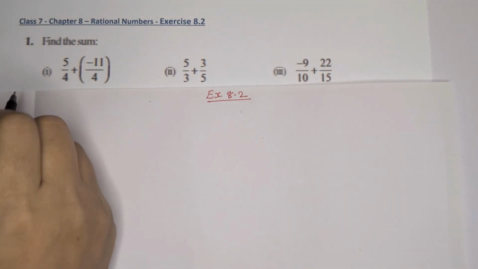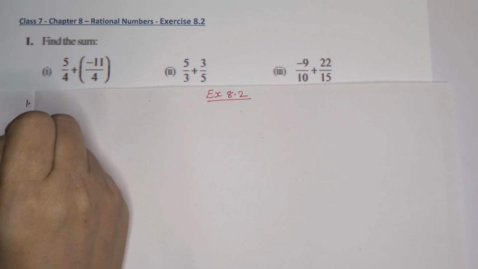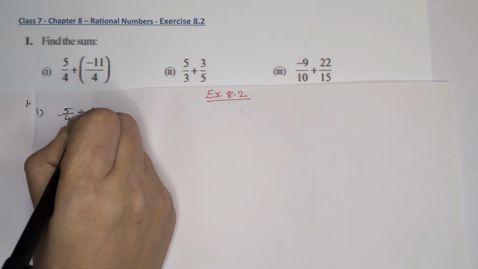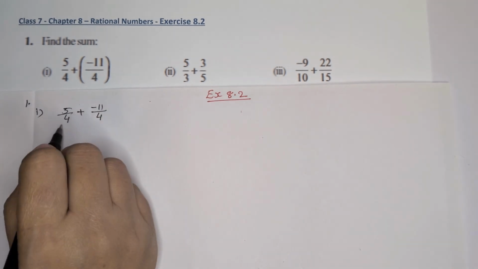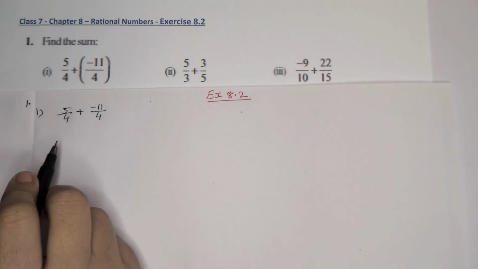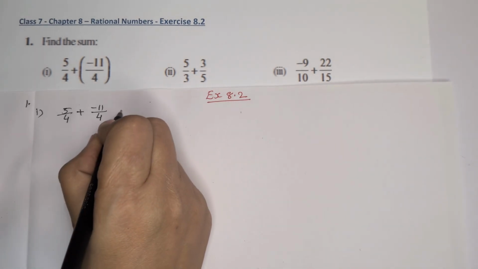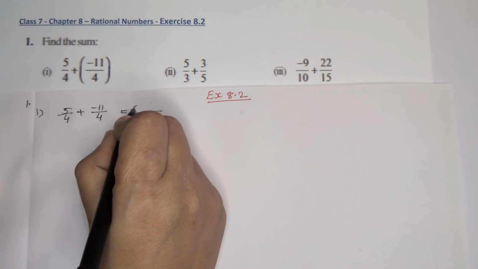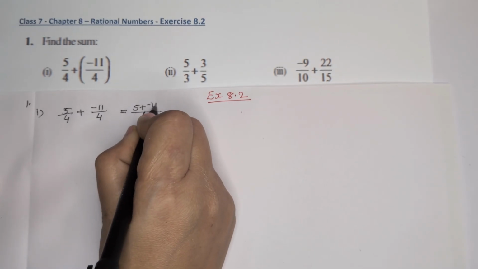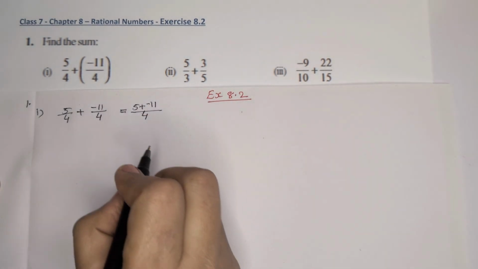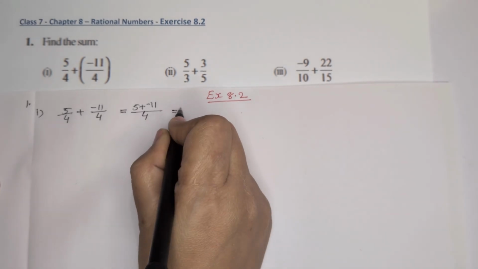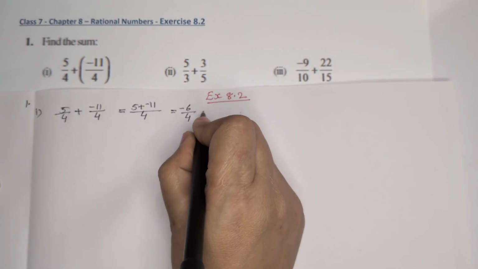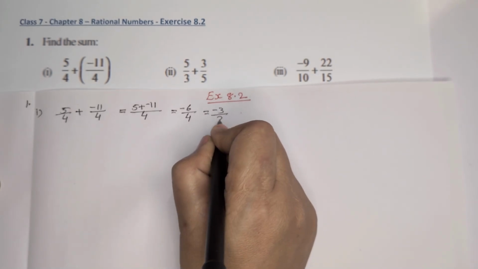Exercise 8.2, first question. Find the sum of 5 by 4 plus minus 11 by 4. Here the denominators are same. So if the denominators are same, then we can add the numerators. 4 is the denominator and 5 plus minus 11 is equal to minus 6 by 4. When we are simplifying that, divide by 2, it will come minus 3 by 2.